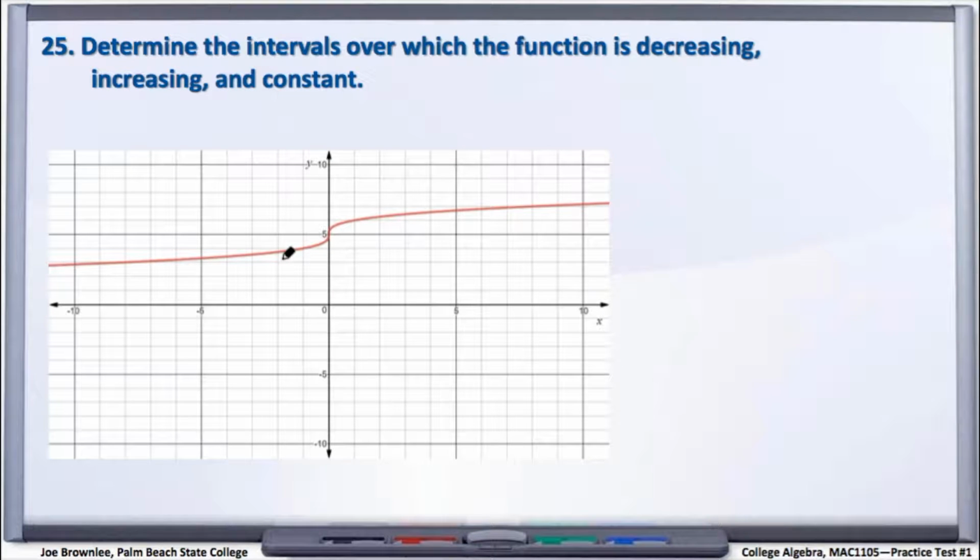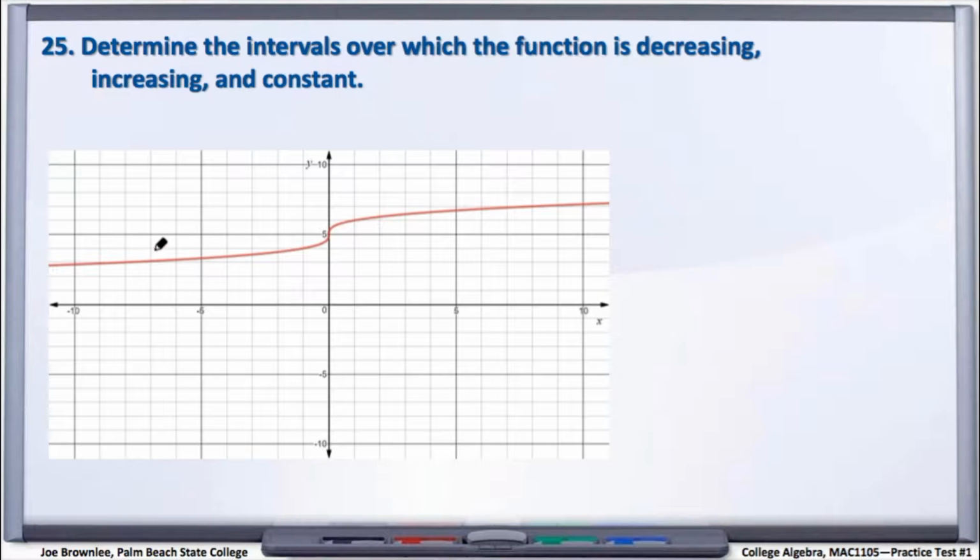All right, number 25, determine the intervals over which the function is decreasing, increasing, and constant. So just like we talked about with video number 24, the key question you want to ask yourself is, what is happening to the y values as the x values are getting larger? And if we read this graph from left to right, as you should, you read a graph just like a book, left to right, we can see that as the x's are getting bigger, so too are the y's.